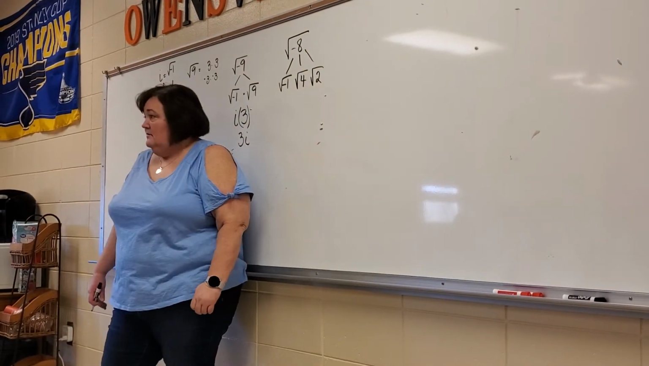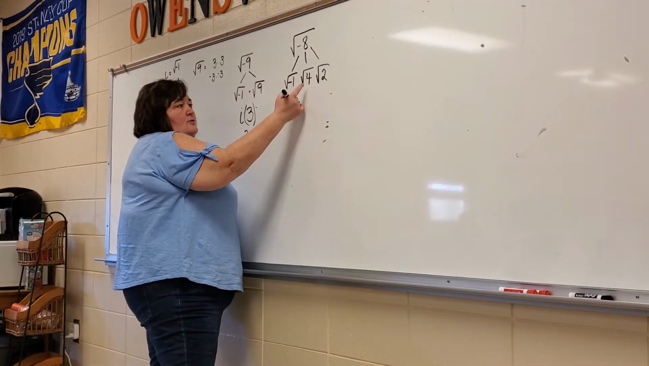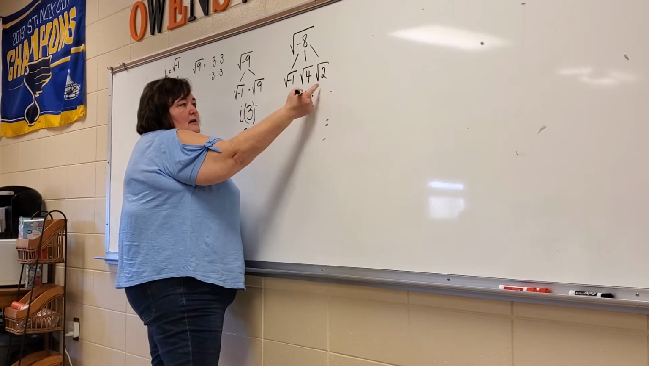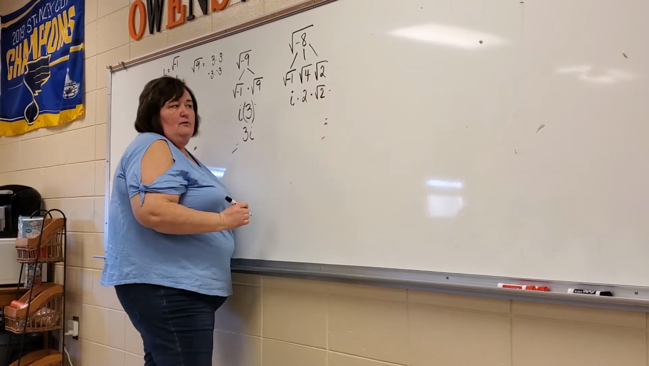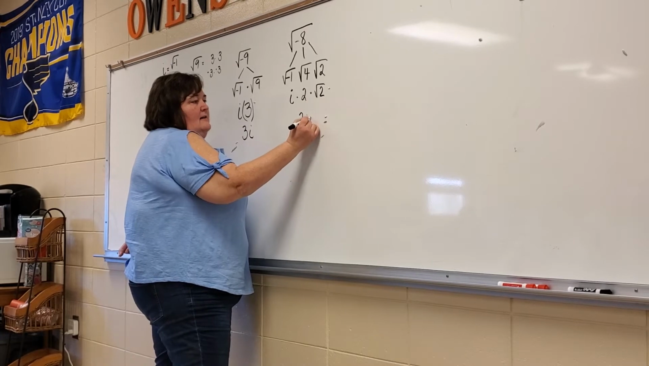What's the square root of negative 1? i. Square root of 4 is 2. And then the square root of 2 stays as the square root of 2. So what's my answer? 2i square root of 2.